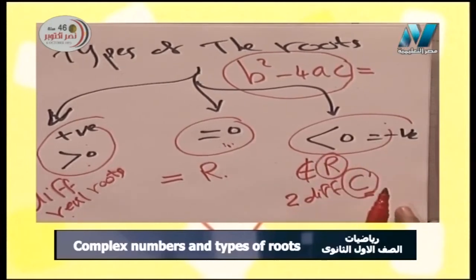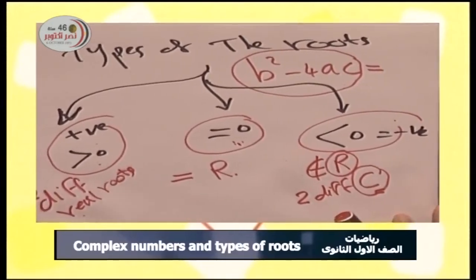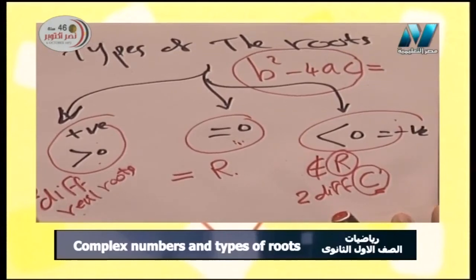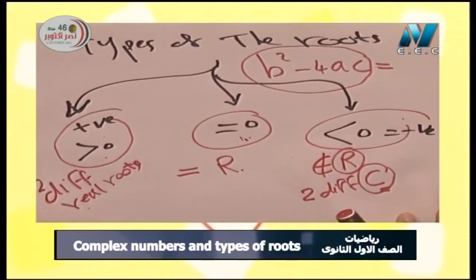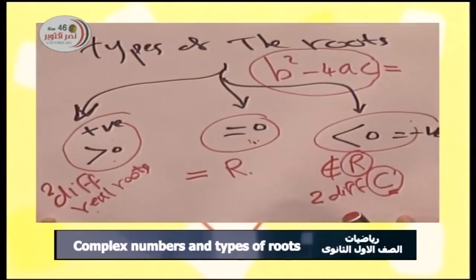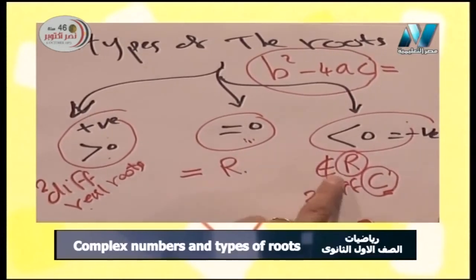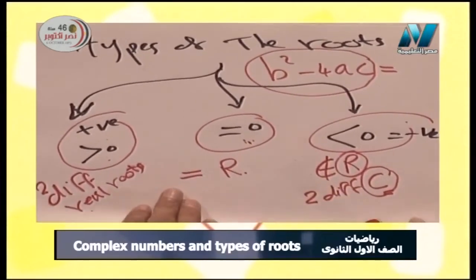Okay, let's see why this is. Why does the discriminant let us know whether the two roots are two different real roots, or equal real roots, or don't belong to R and are complex numbers? Why does this happen? Look carefully.